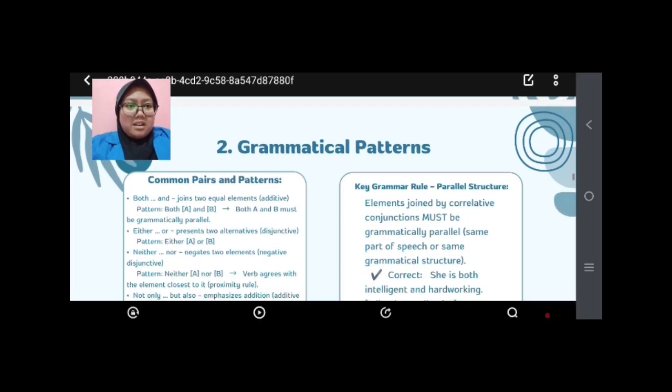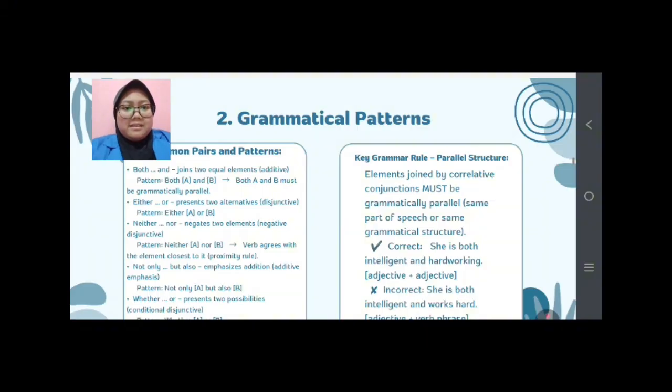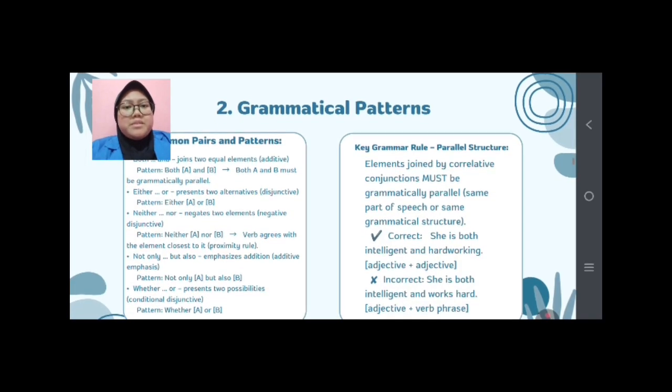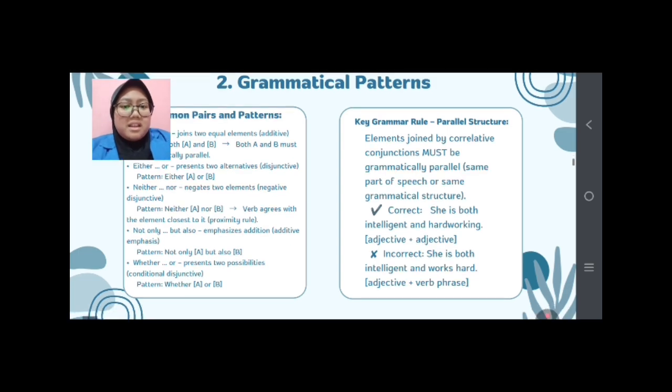Number two, grammatical patterns. Common pairs and patterns. Both... and joins two equal elements. Pattern: both A and B. Both A and B must be grammatically parallel. Either... or presents two alternatives, disjunctive pattern: either A or B. Neither... nor negates two elements, negative disjunctive pattern: neither A nor B. The verb agrees with the element closest to it, the proximity rule.